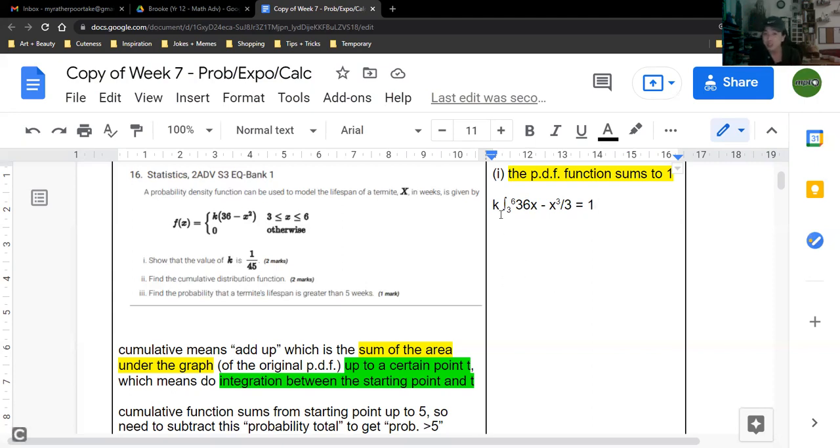So we want to get the value for k, so you're simply substituting 6 and 3 into this primitive function, finding the difference, and then dividing both sides by that difference, because this is currently on the left. So the key is you take the sum and you make it equal to 1. The equal to 1 is the key part here. Right, so for the next part, I want to show the actual maths.